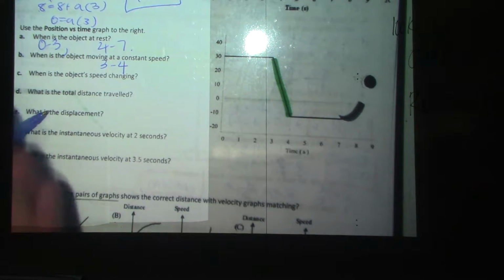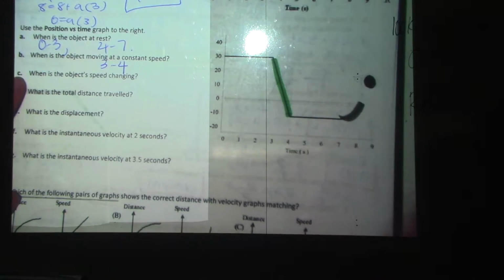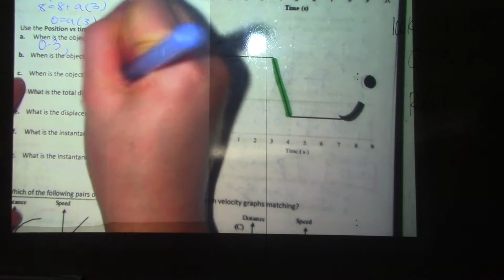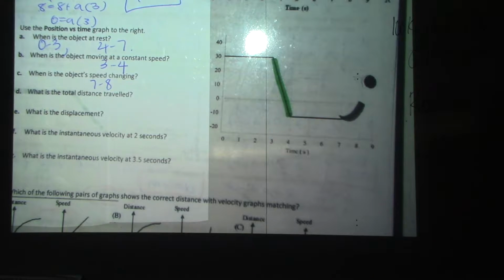And when is the speed changing? So on a position graph, a speed changing or an acceleration would look like a curve. So in this case, this one is curved. It ends up getting steeper, so it's actually speeding up right here. So my speed is changing from 7 to 8 because it is curved, it is not straight.